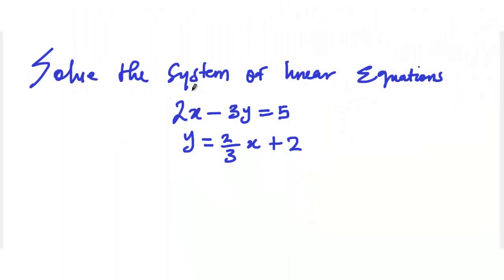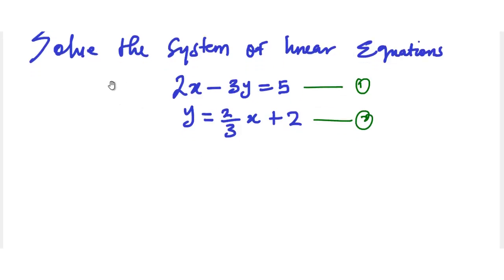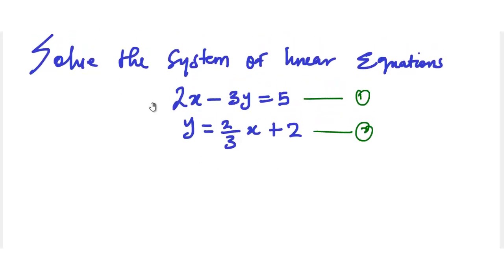So in this video, we are required to solve the system of linear equations: 2x minus 3y is equal to 5. So we can call this one equation 1 and we can call this one equation 2. To make this particular problem easy, you can see that in equation 2, y has already been made the subject of the formula. So we can substitute equation 2 into equation 1 to see if the solution exists.